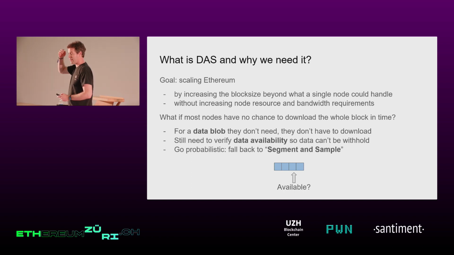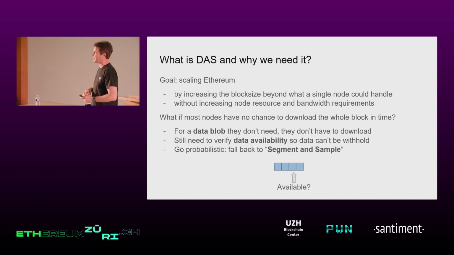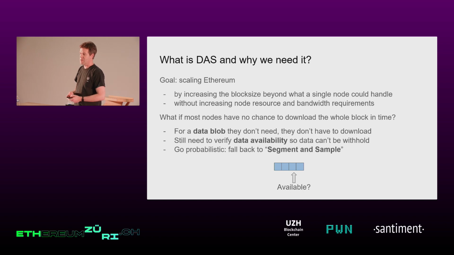So what is data availability sampling and why do we need it? As I said, we are focusing on the Ethereum context. Data availability sampling is a generic technique, but in the Ethereum context, it's really the new key to scale Ethereum. So the goal here is really to increase the block size beyond what a single node can handle without making the nodes heavy, so without changing the requirements on the nodes themselves. The question we should pose ourselves is how can we increase the block size so that we put ourselves in a situation where nodes cannot download the block and yet have the system working.